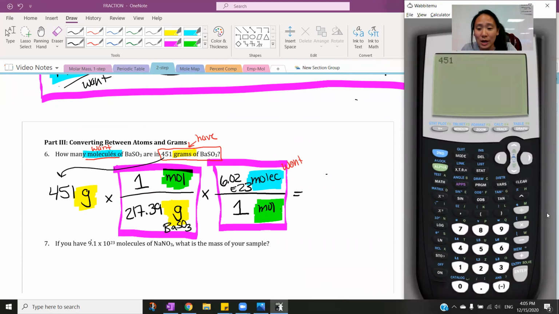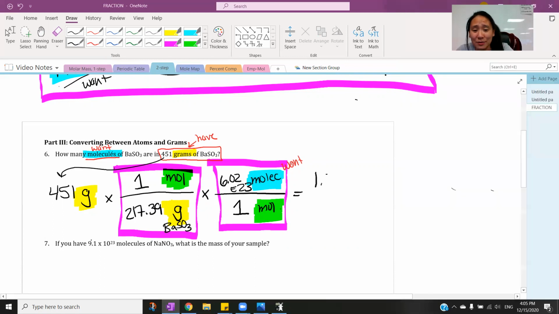You take 451 and you multiply by the top number. You then divide by the bottom number, 217.39. Then you multiply by the top number, 6.02 exponent of 23, and divide by 1. You don't have to write it or not, but you should get an answer of 1.25.